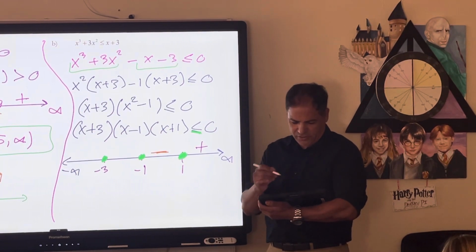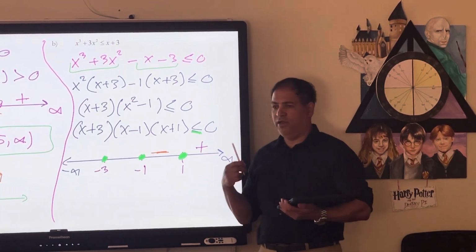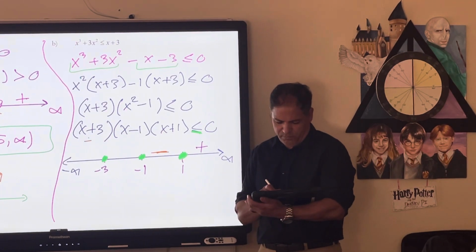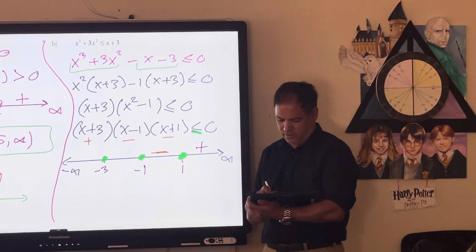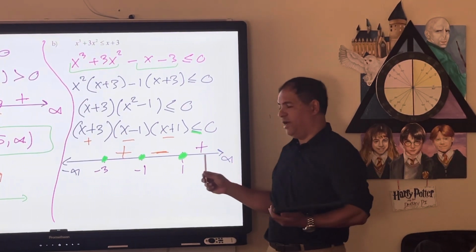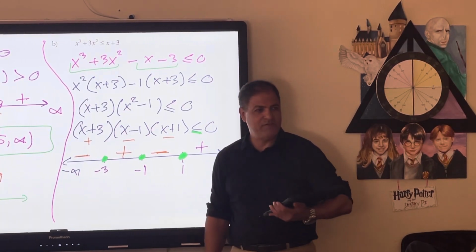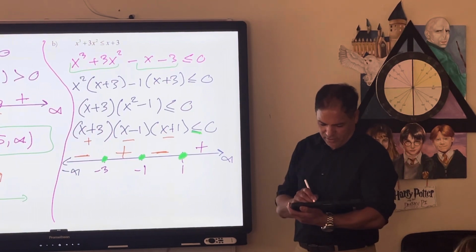Go a little faster on this one. Let's choose a number between -3 and -1. -2. -2 plus 3 is positive, -2 minus 1 is negative, and -2 plus 1 is negative. So the product, as you can see, plus, minus, minus, is going to be plus. Okay, you can test it, choose a value, test it.